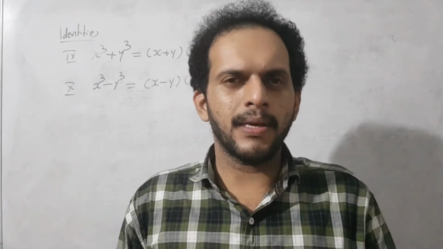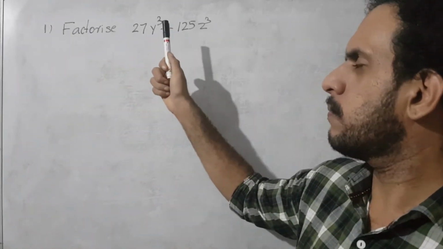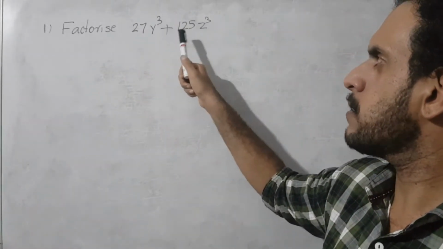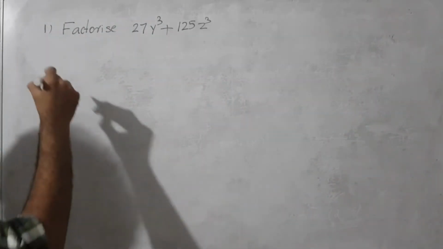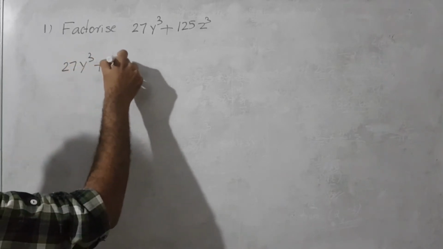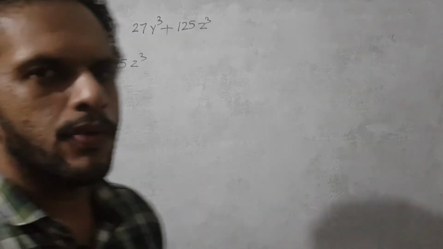Next we do the application of these two identities. The next question is based on the 9th and 10th identities. The question is: factorize 27y cube plus 125z cube. How do we start? We start with 27y cube plus 125z cube. So here, how many terms do we have?